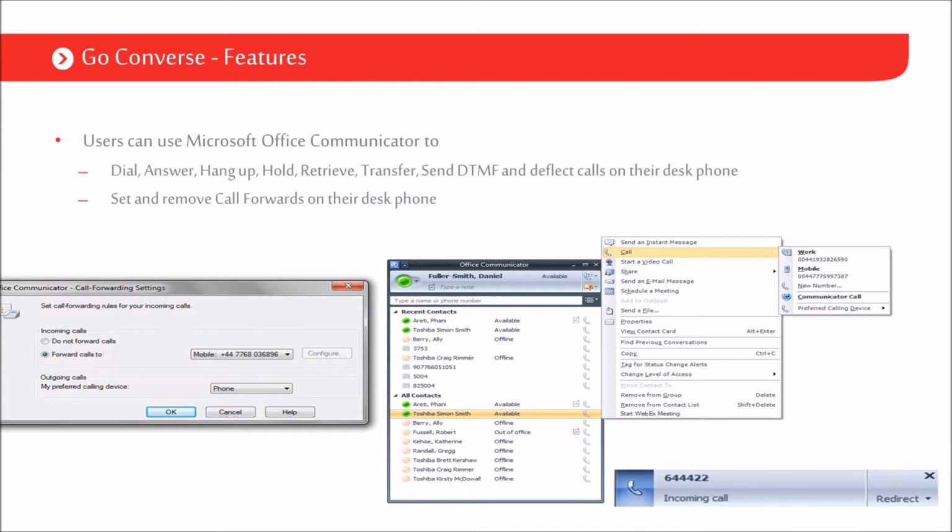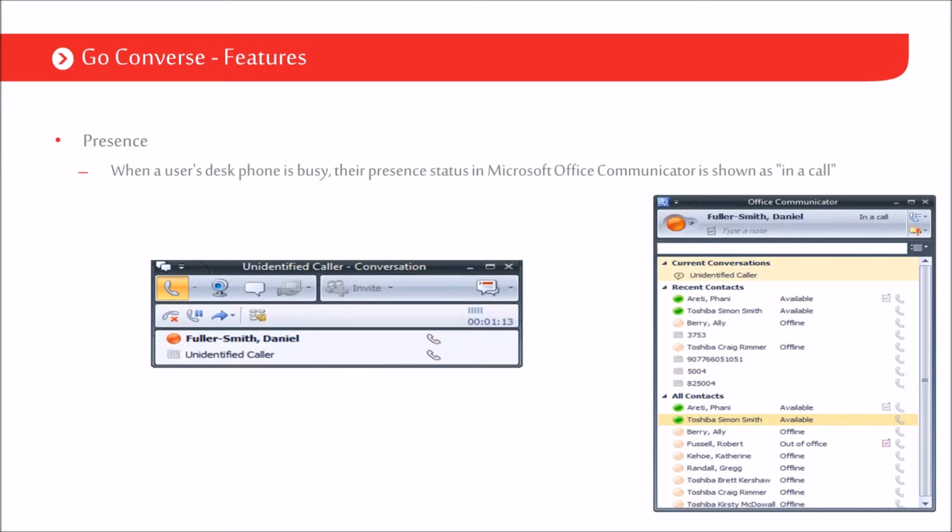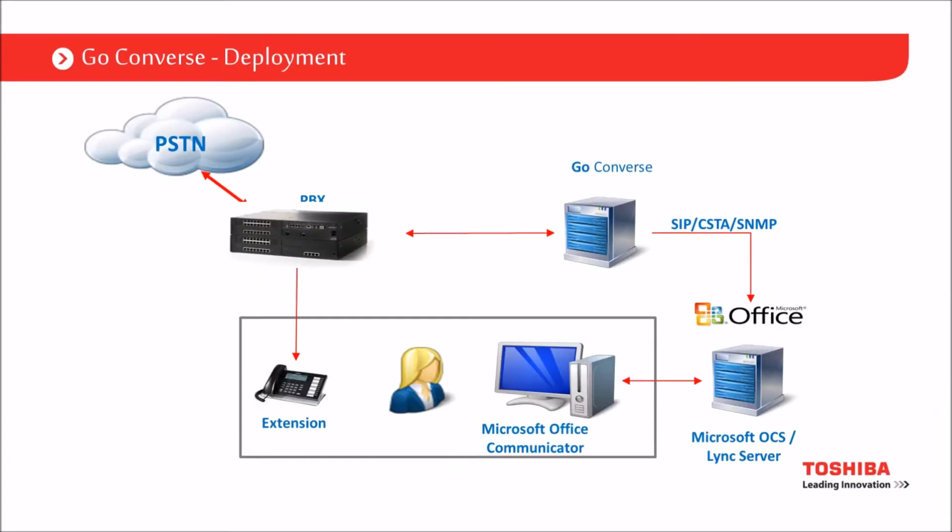What it'll enable, as I said, is dial, answer, hang up, hold, retrieve, and so on calls, send DTMF, put call forwards on, and so on, all through the Lync or the OCS client, as you can see from the examples on that page. Also shows presence. You can see that everybody's green. But if somebody picked up their handset or went busy in Lync or OCS, then they'd be shown in call on that as well.